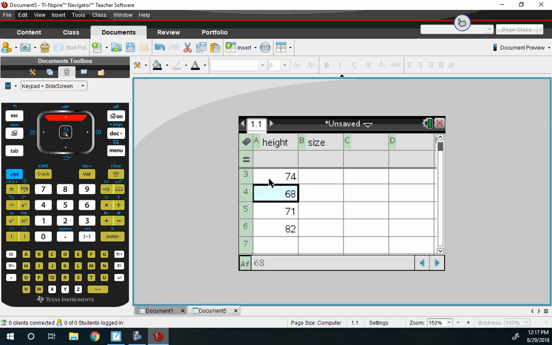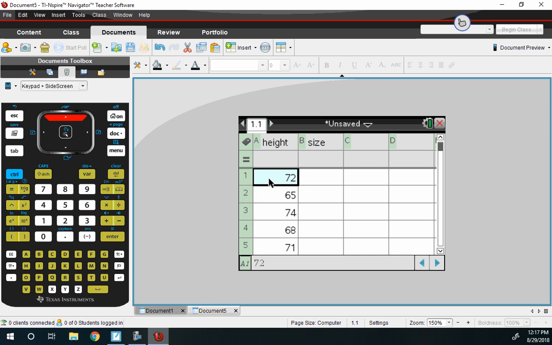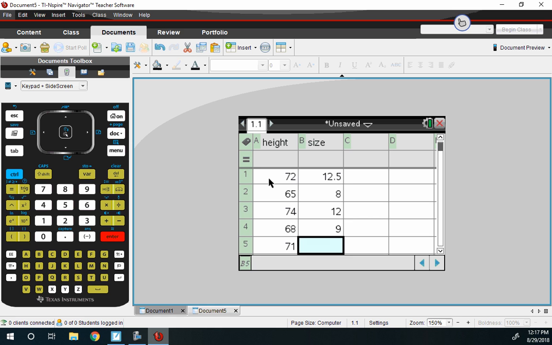Now, if you haven't figured this out yet, in column B, starting with cell B1, we're going to put in the Y values, the shoe sizes, starting with the 12.5. Notice that our 72 and our 12.5 are paired up. The 65 and the 8 are paired up. The 74 and the 12 get paired up. The 68 and the 9 get paired up. The 71 and the 13 get paired, and the 82 and the 17 get paired up.